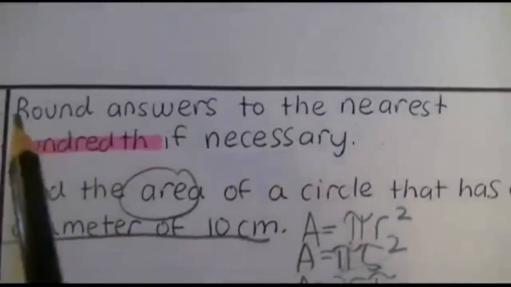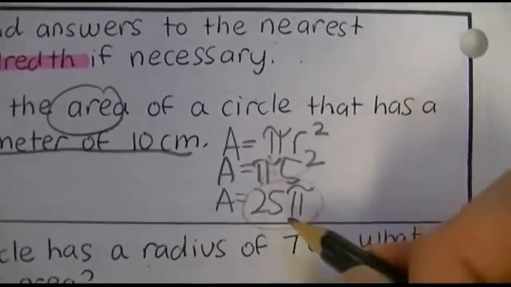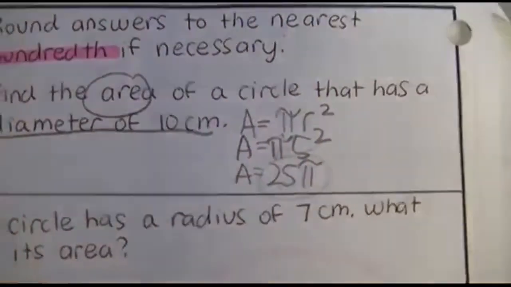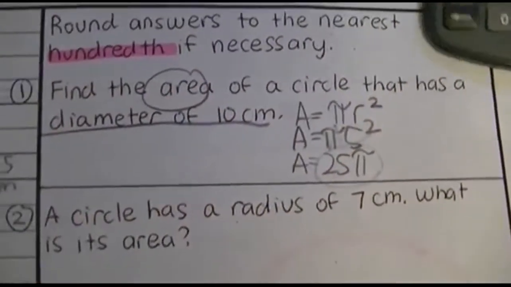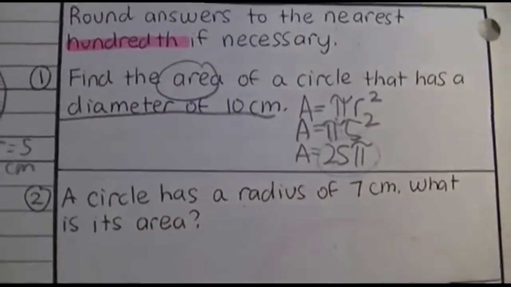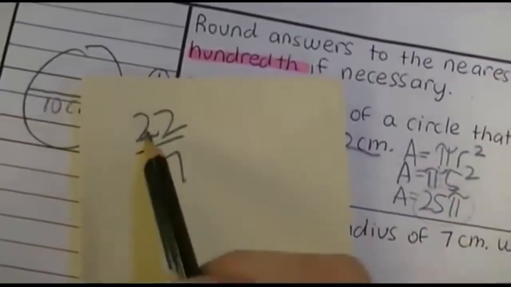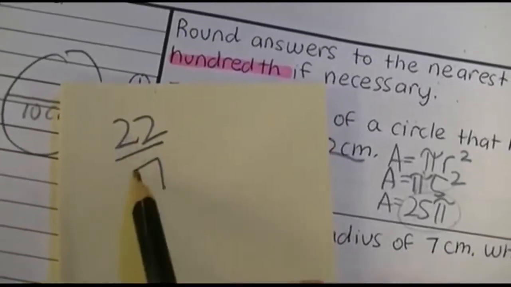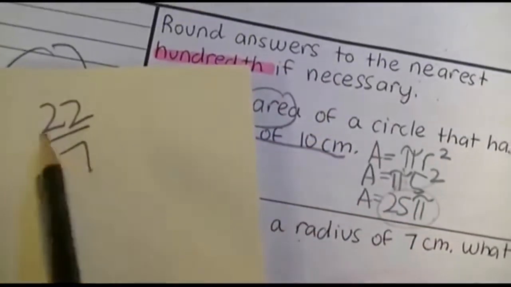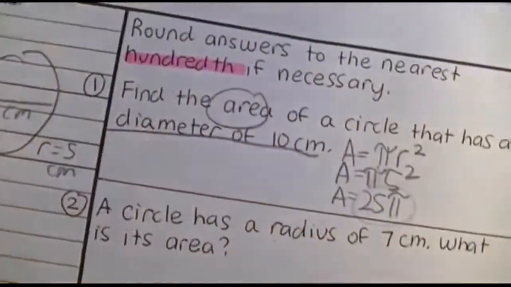However, the directions say to round to the nearest hundredth. And I don't care if you use the pi button on your calculator or 3.14. On the SBAC, they'll tell you what to use, okay? They might even tell you to use this to represent pi, because that's pretty close to pi also, okay? But this is a rational number, because it can be written as a fraction.